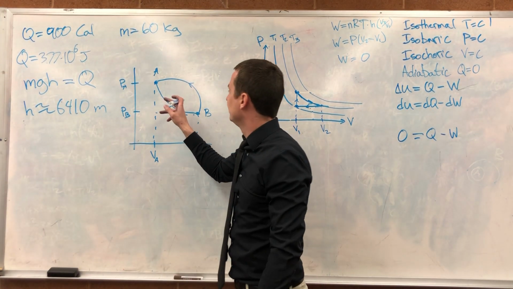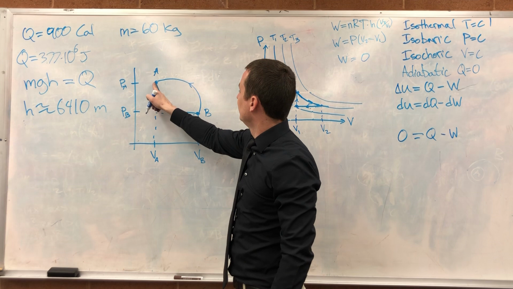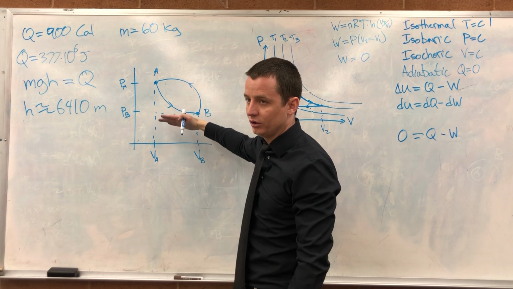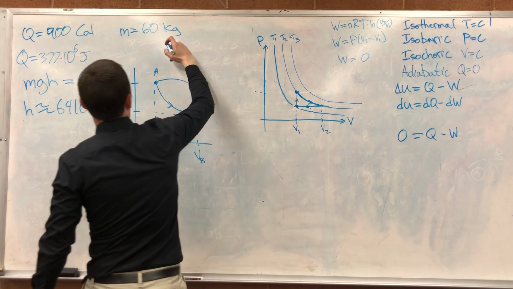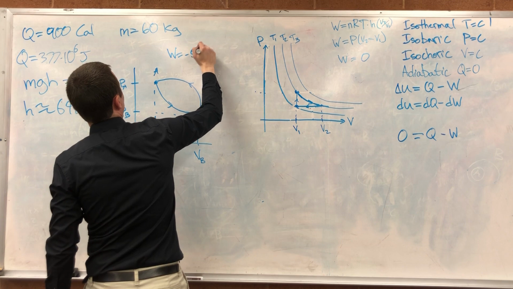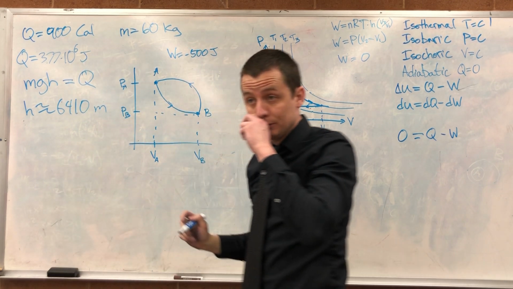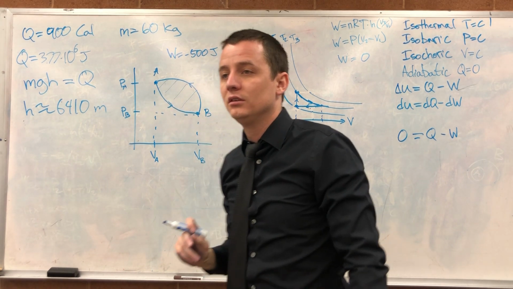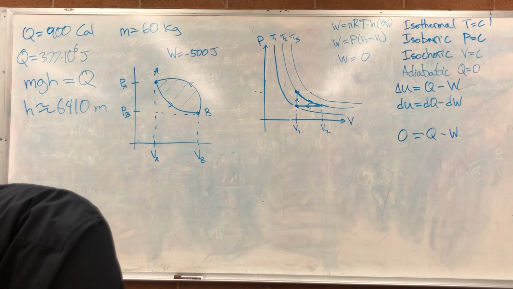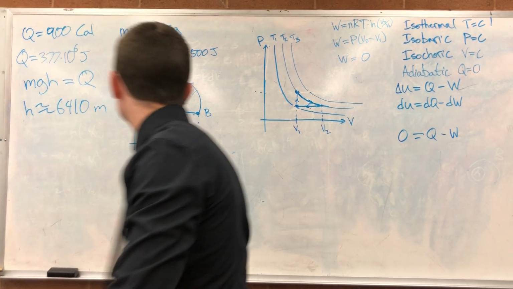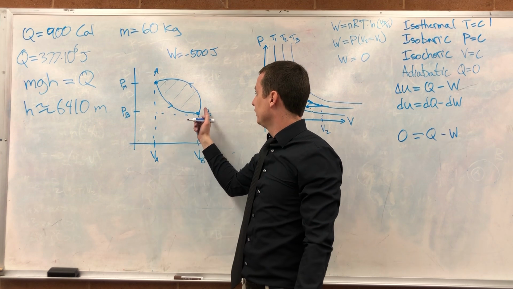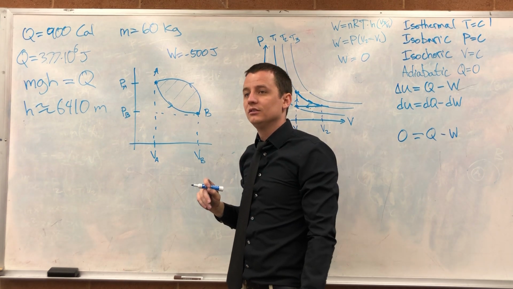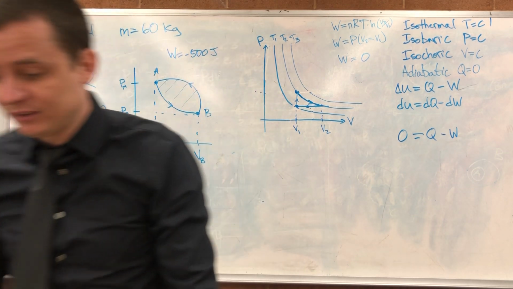So if we were to calculate the area, when we go from here to here, we get the area under this curve. When we go from here to here, we get the negative of the area under this curve. The difference then, they're saying the work on the cycle is going to be minus 500 joules. So that's 500 is the area inside of here. Why is the work negative? Because the work done on the system to get it back here is greater than the work done by the system to get it over here. So the net work by the system is negative.